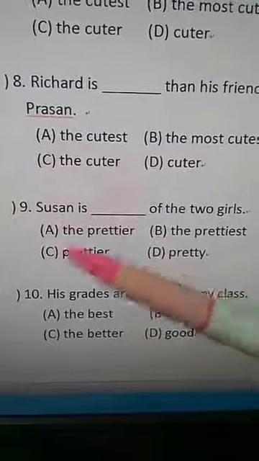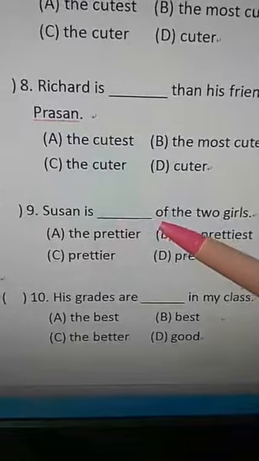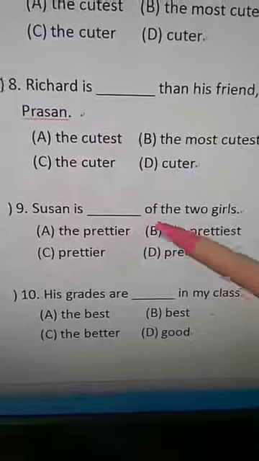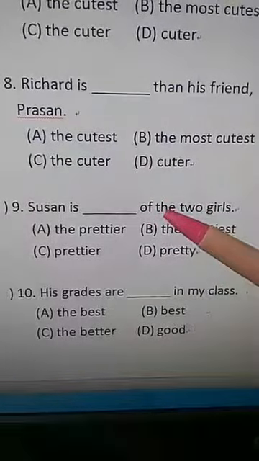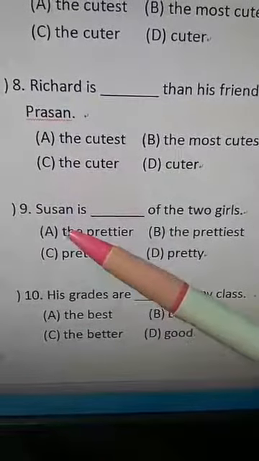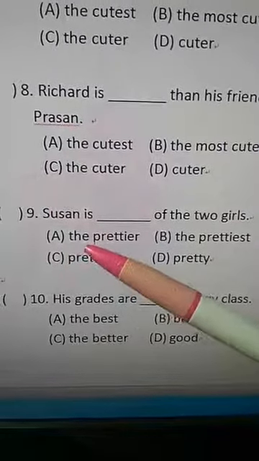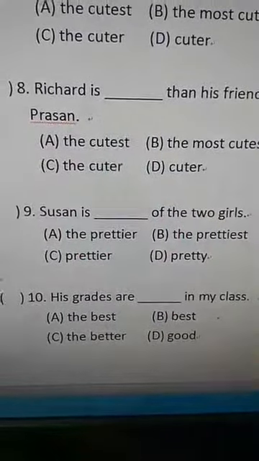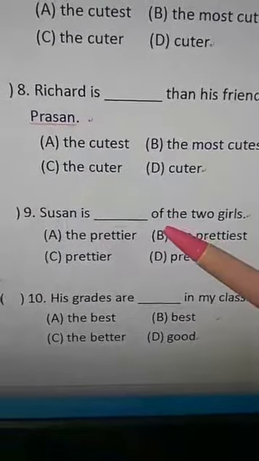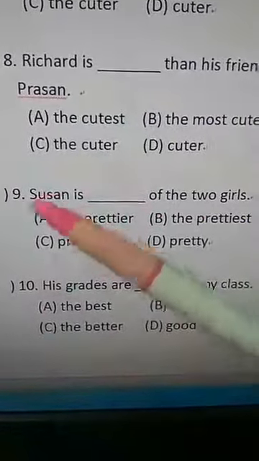Okay. And all the time, whenever we need to solve a question, we find out the keywords. The keywords is of the two, comparative. Okay, we cross out B and D, then A or C. Do we need to use the word THE? Of course we need that because of the two girls. When you see this kind of sentence pattern, remember to add THE here. So the answer is A.